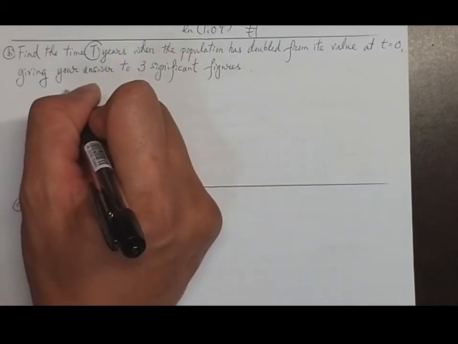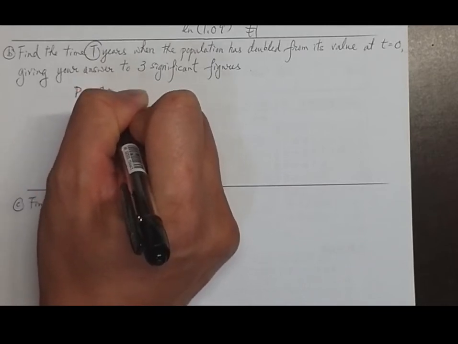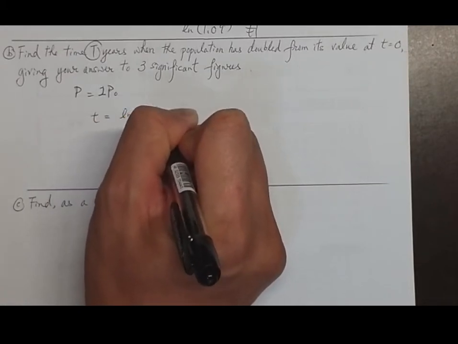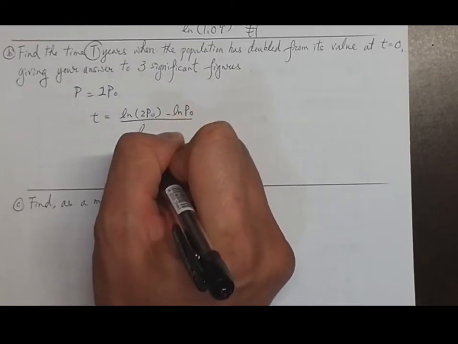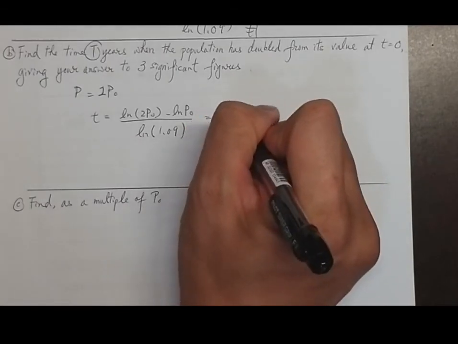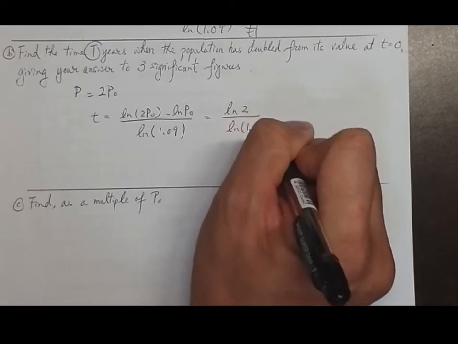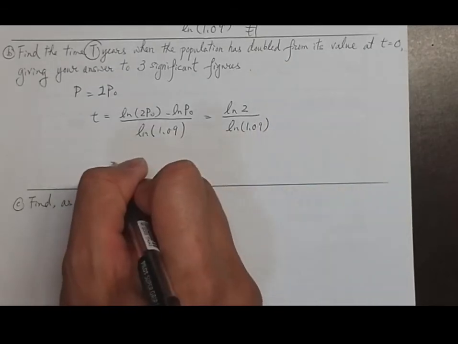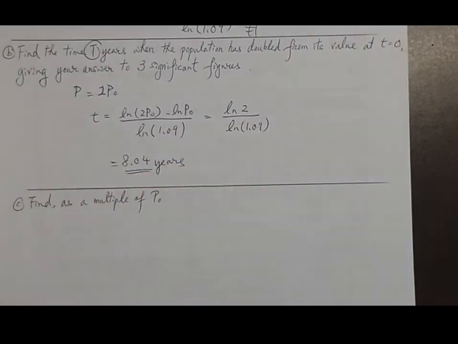So the population is double, so P is equal to 2P0, and T is equal to log 2P0 minus log P0 over log 1.09, and is equal to log 2 over log 1.09. And we use the calculator to calculate this thing. We got 8.04 years to three significant figures.